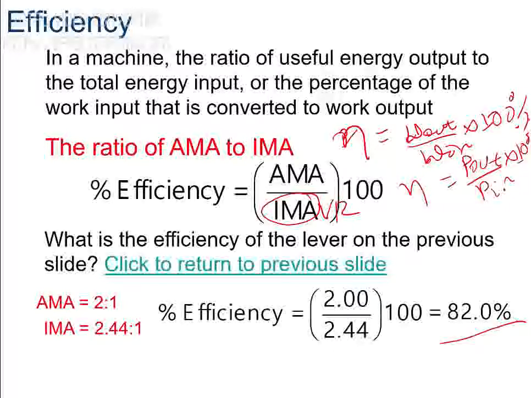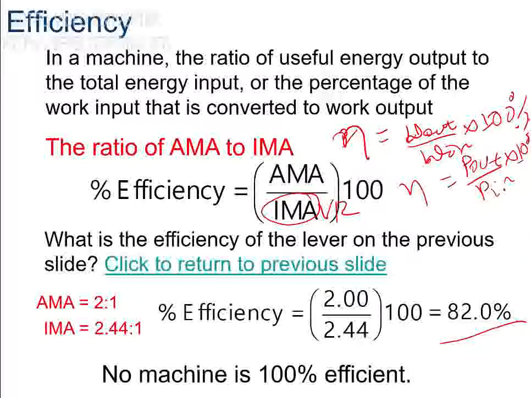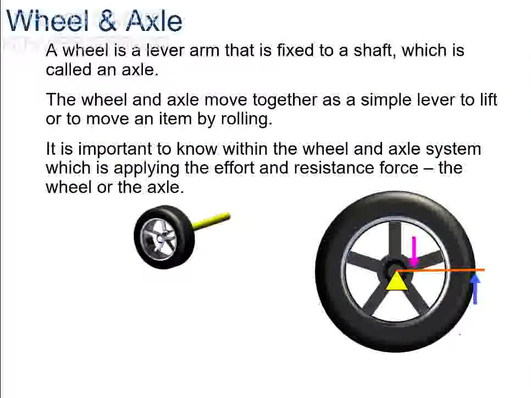82%. This indicates that from the total energy given to the machine, 82% is used to do mechanical work. The rest is wasted. No machine is 100% efficient because there is always loss of energy. Therefore, since it is 82%, the rest is lost.